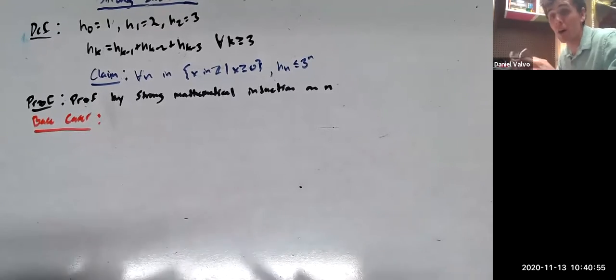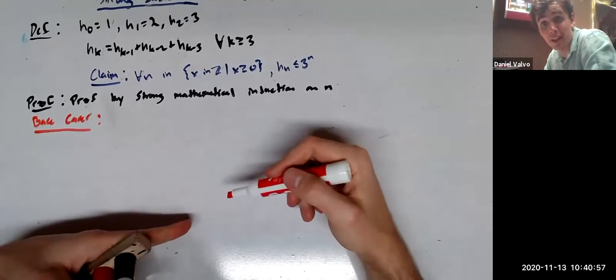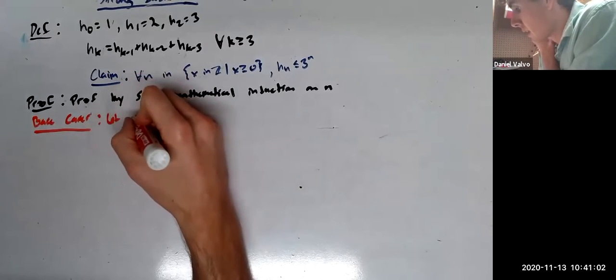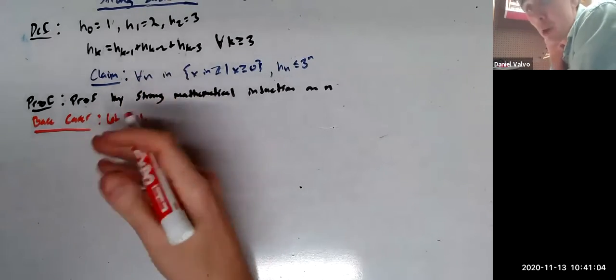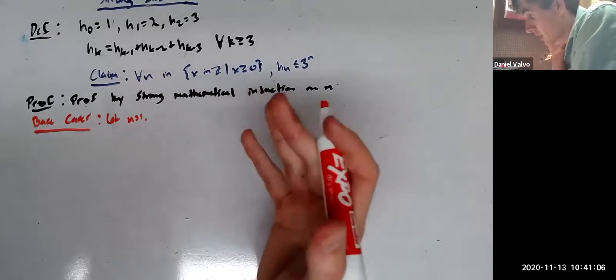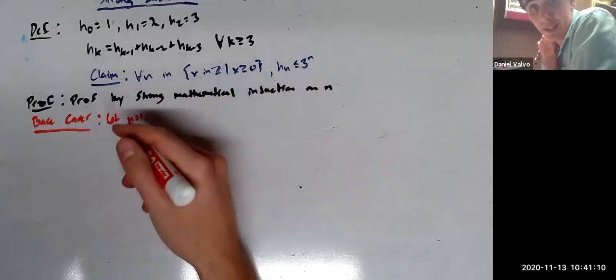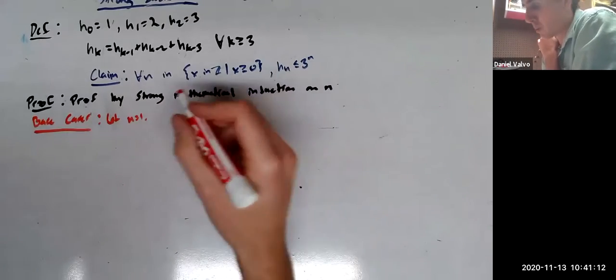So base cases. What I just said is that we needed to prove everything up to 2. And so let's go ahead and say let n equal 1. We need to prove the claim is true for 1. What's the claim again? It's that h of n will be less than or equal to 3 to the n. In this case, we want to show h of 1 is less than or equal to 3 to the 1, which I already did.